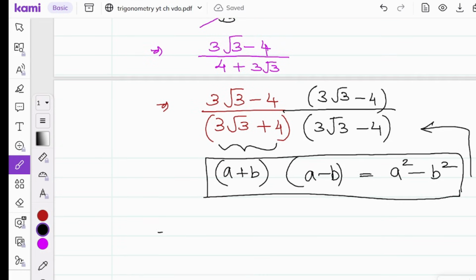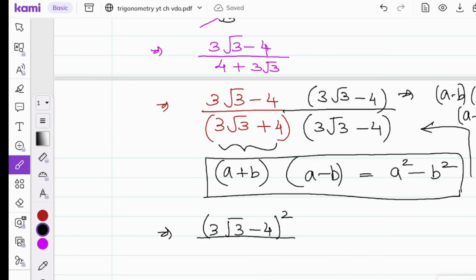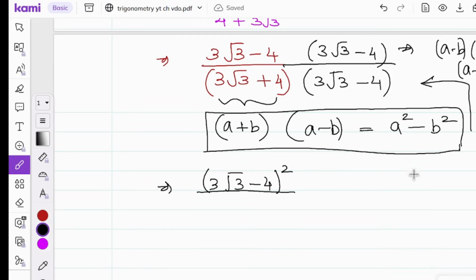So our numerator became what? Now look, my numerator is equal to a minus b into a minus b, which I can write as a minus b the whole square. So this is of the form 3 root 3 minus 4 the whole square, divided by my denominator, which is of the form a square minus b square. Here a equal to what? Here a equal to 3 root 3, and b equal to what? 4. So I can write my denominator as 3 root 3 the whole square minus 4 square, right?